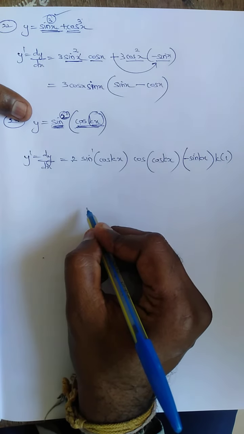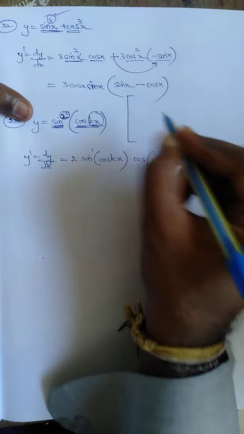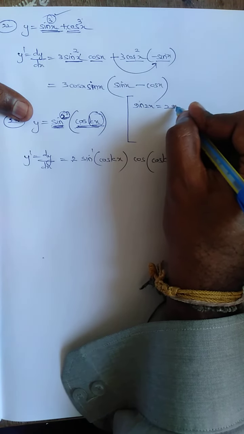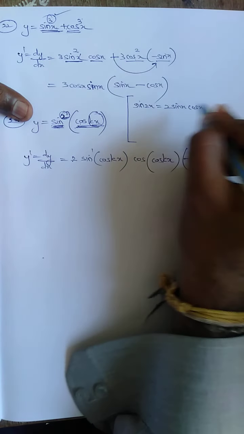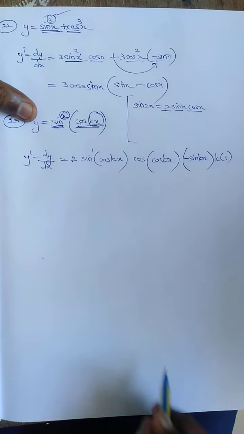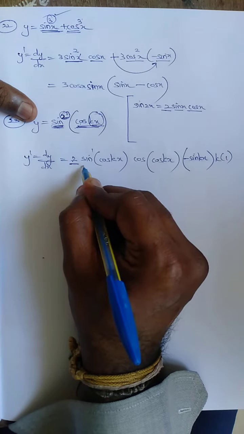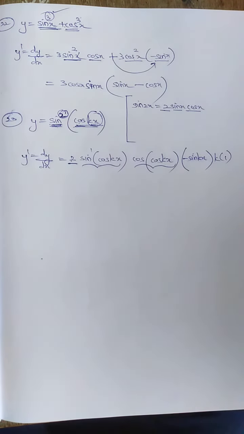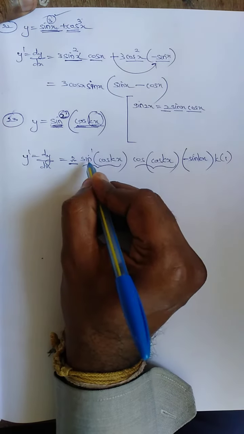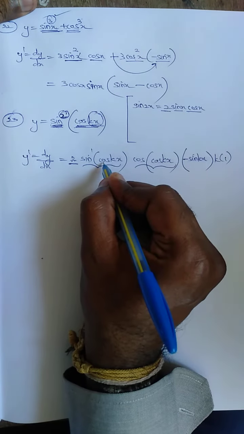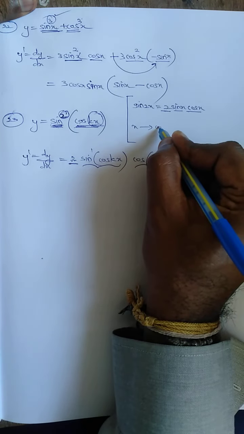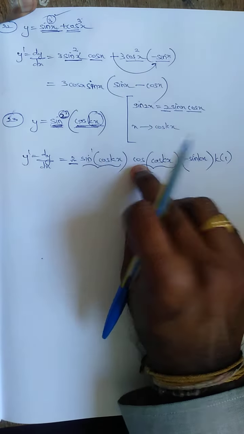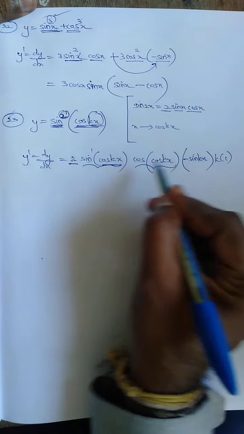So before moving on, you know the formula. What is the formula? Sine 2x formula is nothing but 2 sin x cos x. Okay, see here 2 sin cos kx cos kx. If you can't understand, I will teach you, listen here. 2 sin, what is x here? X is nothing but cos kx. 2 sin x cos x. Here also cos kx, here also cos kx.